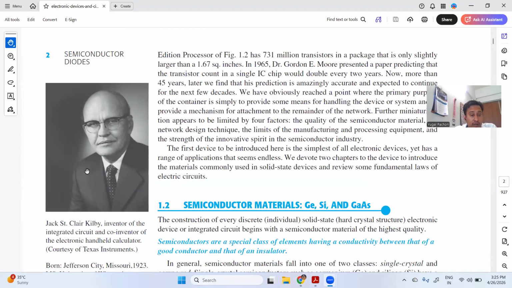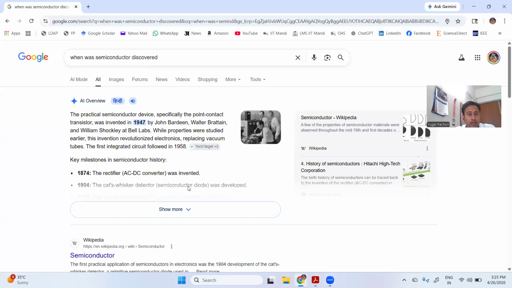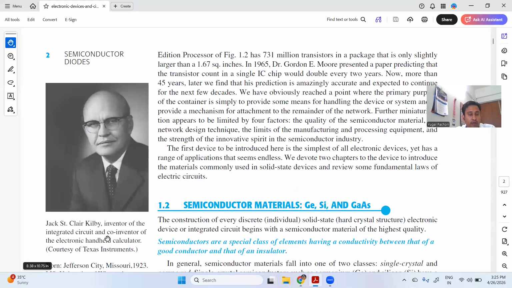Jack St. Clair Kilby, inventor of the integrated circuit. You can just look at this photograph. This is Jack St. Clair Kilby, inventor of the integrated circuit and the co-inventor of the electronic handheld calculator. Semiconductor was discovered in 1947 by John Bardeen, Walter Brattain, and William Shockley, but here we are talking about Jack Kilby, co-inventor of the electronic handheld calculator. This image is taken from Texas Instruments. If you give proper citation, then you can understand this topic clearly.